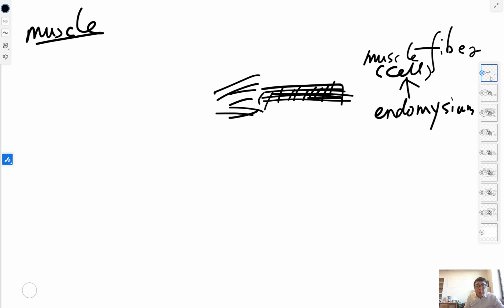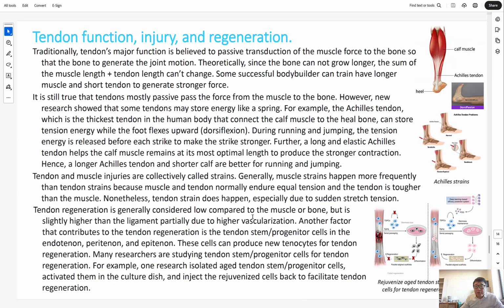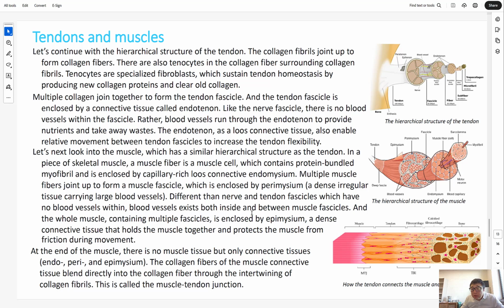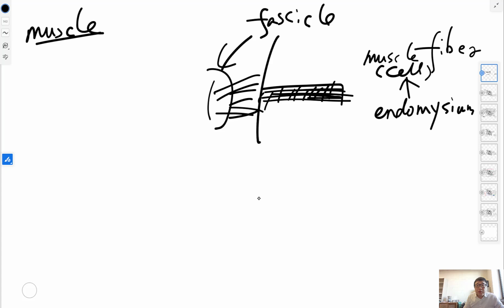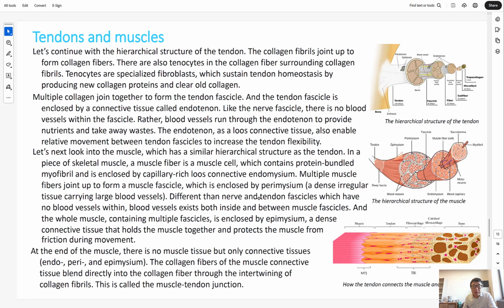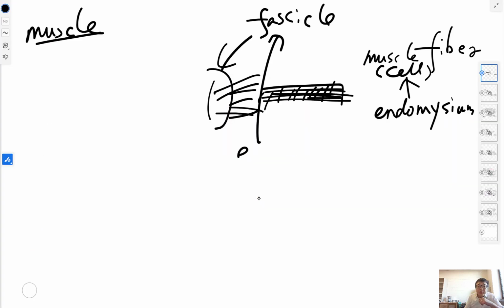Each cell is nourished by the blood vessels in the endomysium, and then multiple muscle fibers join together to form a muscle fascicle. Let me double check, I forgot the name of the structure. Yes, we also call it muscle fascicle. Multiple muscle fibers joined together are called a muscle fascicle, and the muscle fascicle is enclosed by the perimysium.